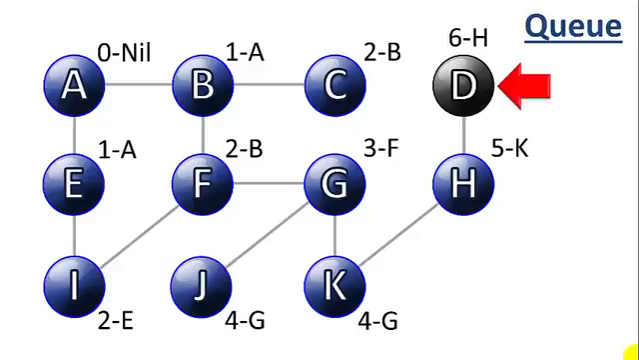We pop D off the queue and visit D. D has nothing there, so we can paint it blue. Now we're done. So that is how breadth first search works.